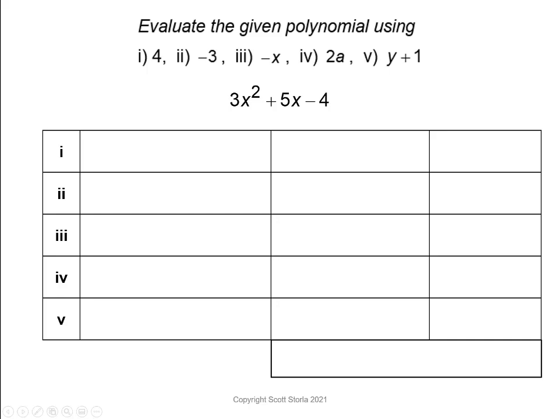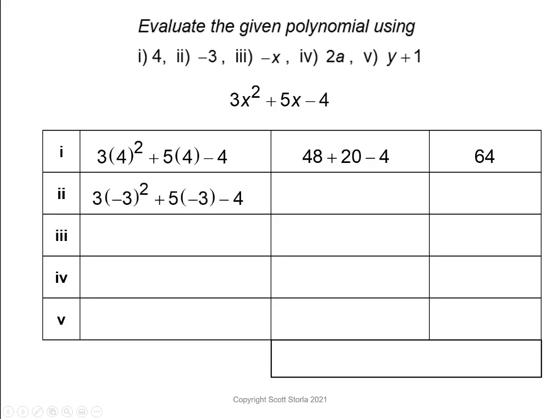And here's our last one. First, we'll substitute a 4 for both x's, because notice there's an x here, and they both get replaced with 4. The first term will give us 16 times 3, which is 48. The second term will give us 20, and then we'll be subtracting 4. And when we simplify, we'll get 64.